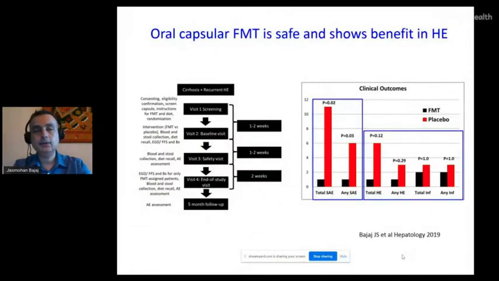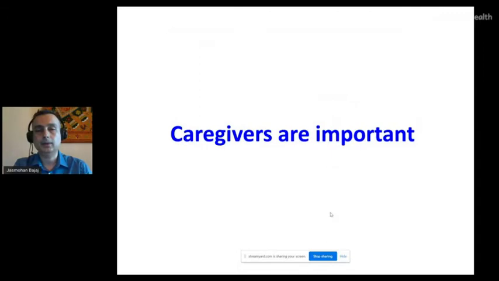We then did this with a capsule instead of an enema, without antibiotics, and we found not a massive effect on encephalopathy, but clearly a reduction in total hospitalizations. This was again accompanied by improvement in the bile acids. And what we found is that within 2 weeks, if the secondary bile acids increased, this person was able to have successful engraftment. Basically, the donor was able to engraft their microbiota into the patient. So that was very relevant as well.